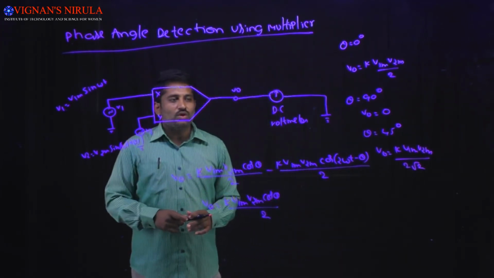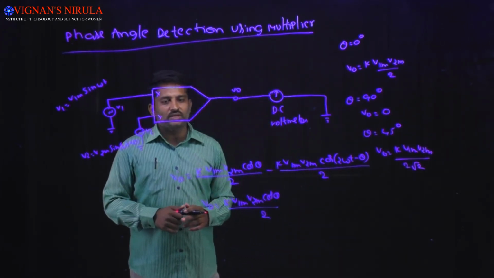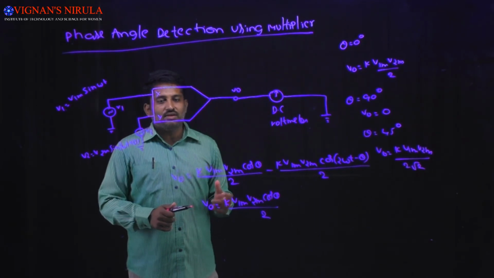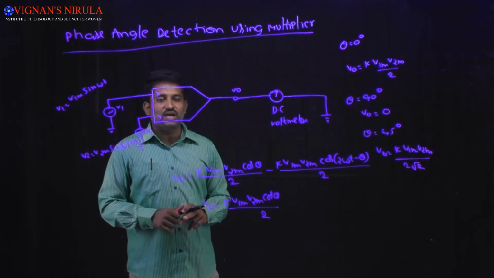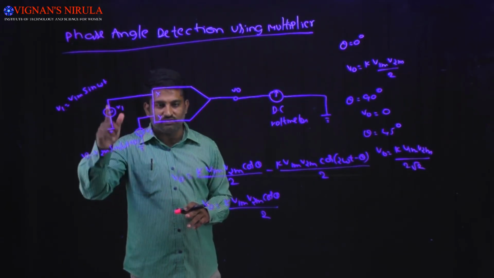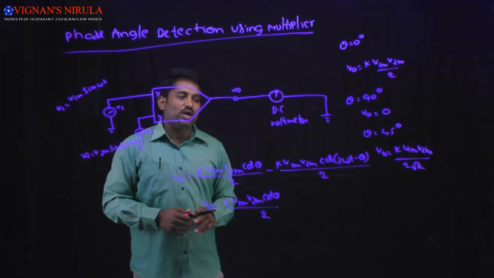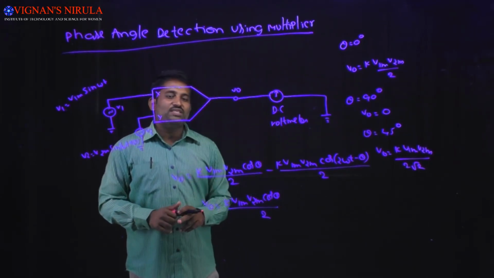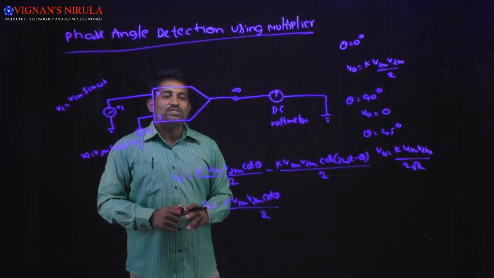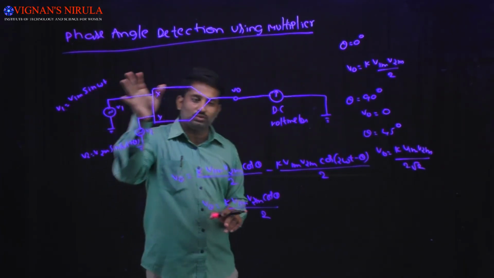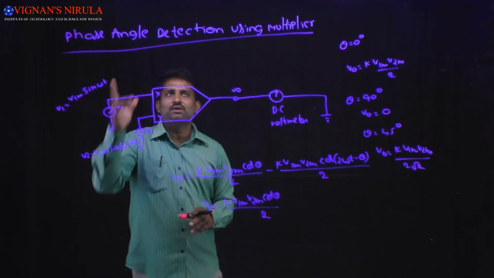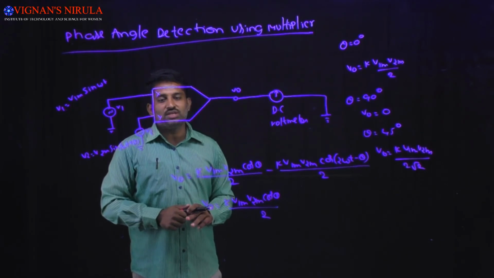So by using the DC voltmeter we are calibrating the phase difference between the two input signals which are applied at the two input terminals of the multiplier. With this circuit we can calculate the phase angle between the two input signals. That's why we treat the circuit as phase angle detection using a multiplier.